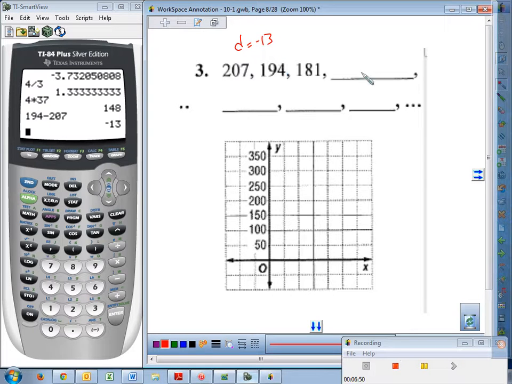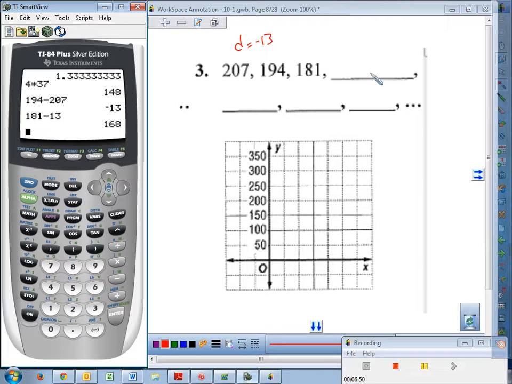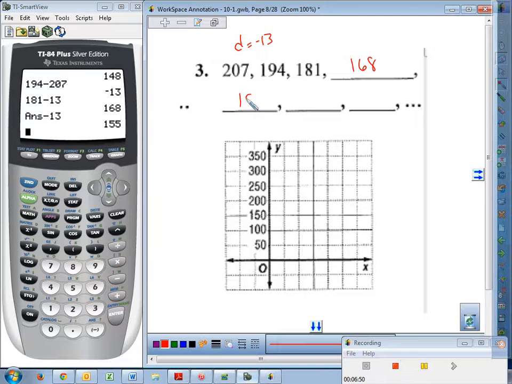So now, the previous ones were so easy, I mentally computed them. Now I need to just go down by 13 to fill out the rest of these values. So I got the first term, second term, third term already. I need to take 181 and subtract 13 away from it, and I get 168. And then all I have to do, since I have this guy in here, is just hit minus 13 again, and it'll do my previous answer minus 13, which is 155.